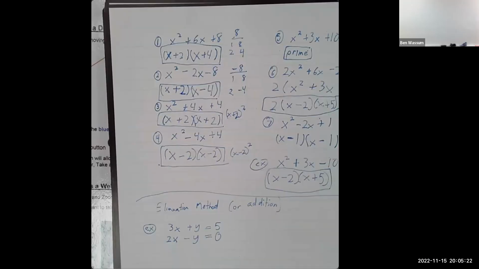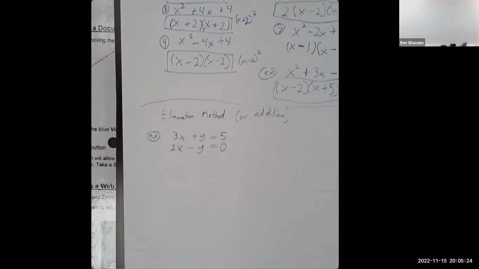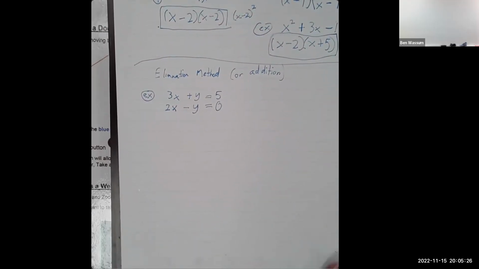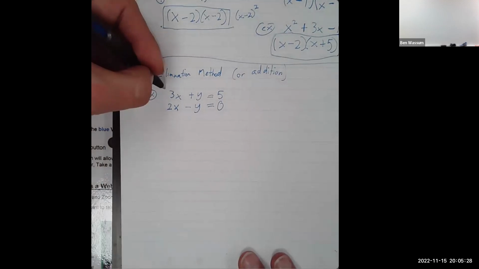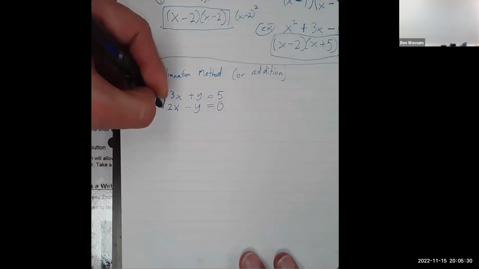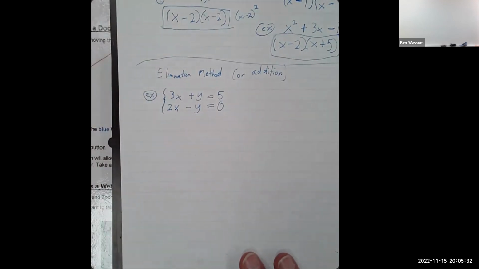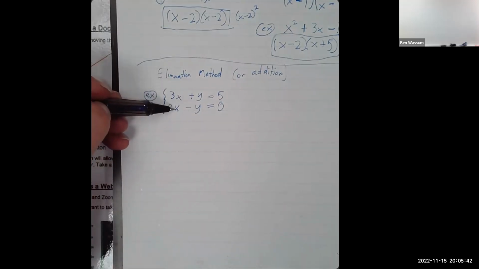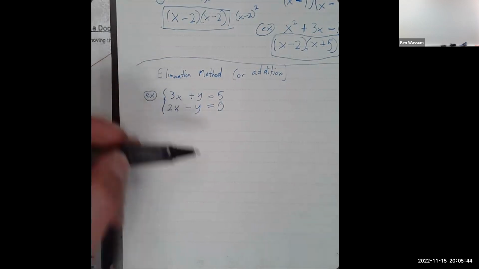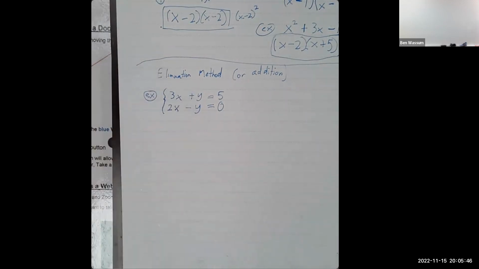So what is missing from all of the systems is that a system of equations normally has a little curly brace on the side of it. And that is just to tell you, hey, this is a system. This x and this x, this y and this y are to be treated as the same variable.